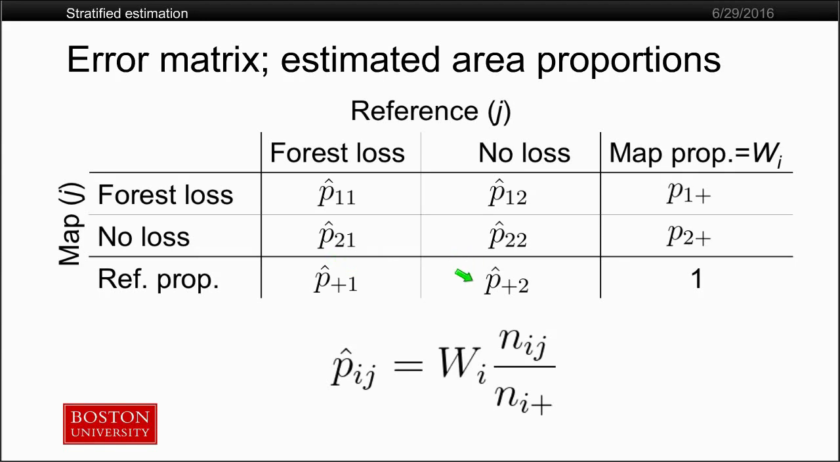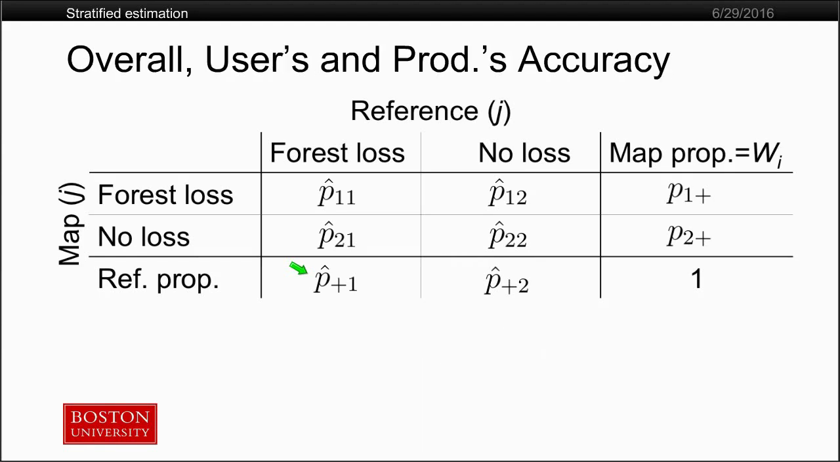And then we have these here. These are the column totals. And these are important because this would then be the area of forest loss and no loss according to the reference data. And this turns out to actually be an unbiased estimate of the area of forest loss. And we'll get to that in a little bit.